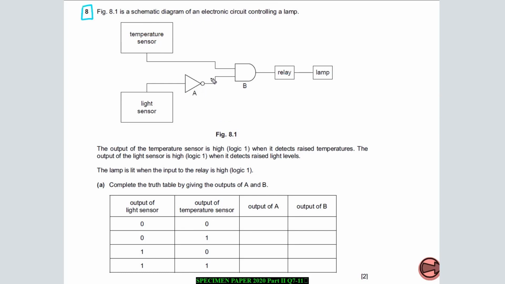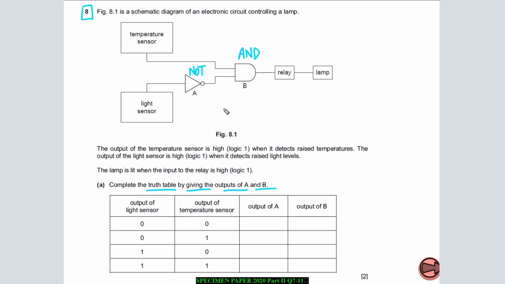Question number 8. First thing we need to understand is the names of these logic gates. The name of this logic gate is NOT gate, and this gate is AND gate. These two names are very important. And here we have a relay, and next one is a lamp. So we need to complete the table by giving the outputs of A and B.